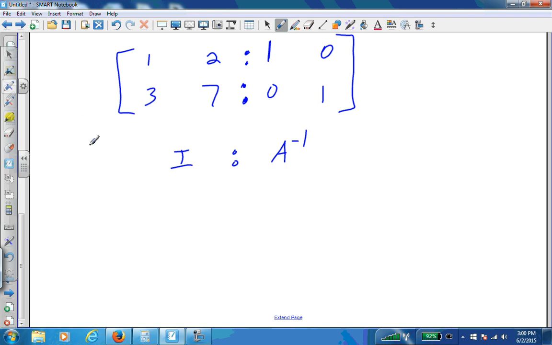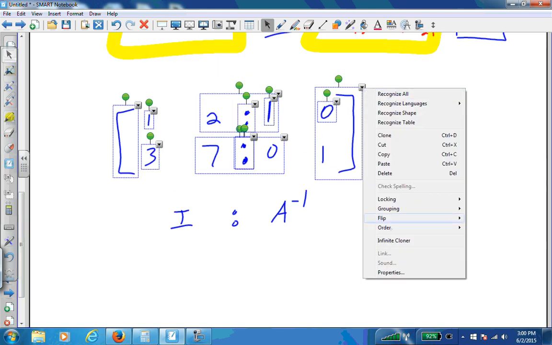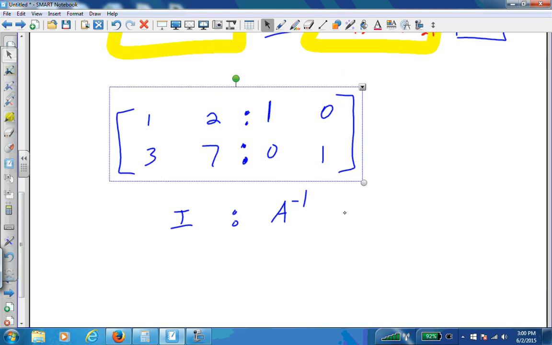So let's do that. Let's take our matrix here, and let's row reduce it.